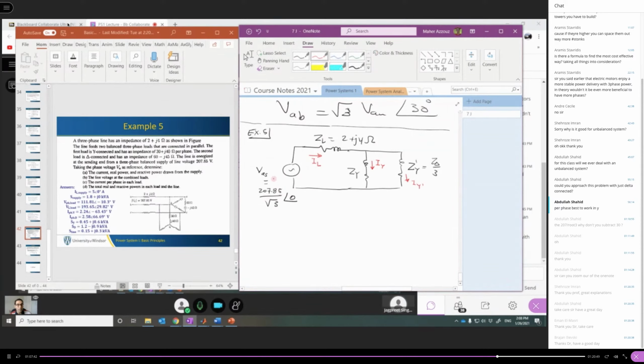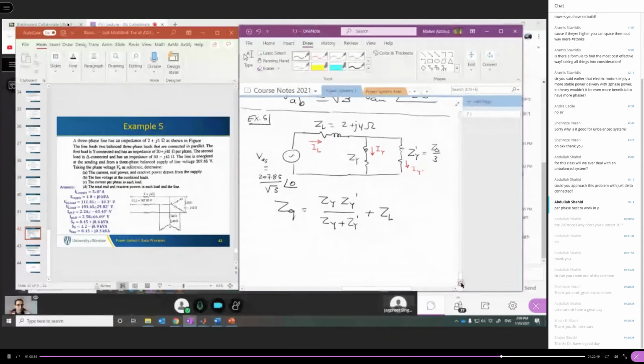Okay, this is a simple circuit. You can easily solve the circuit. To get the total current, you need to get the equivalent impedance of this circuit. So Z equivalent is ZY times ZY dash over the summation, because these two loads are connected in parallel, and the equivalent impedance is in series with the line impedance. So you have the equivalent impedance.